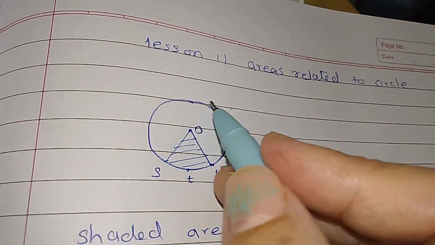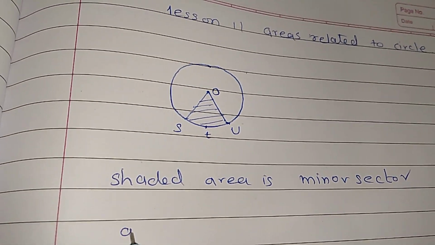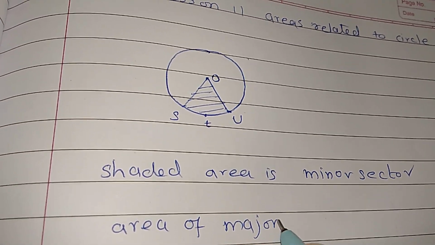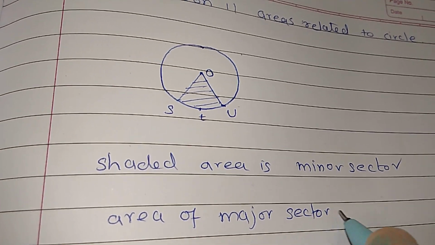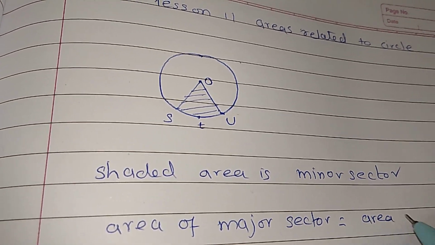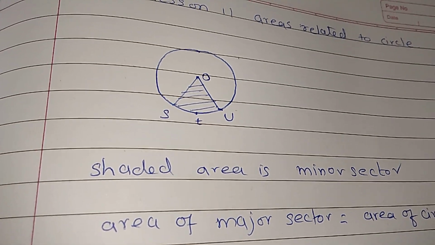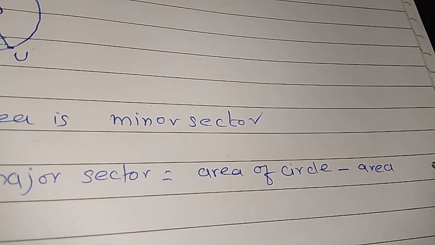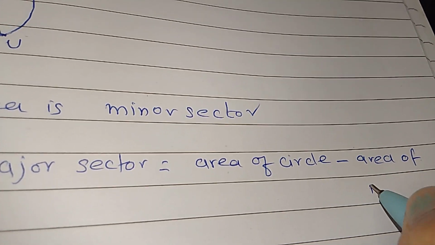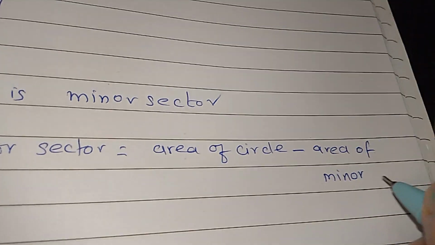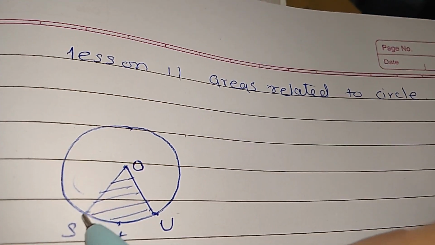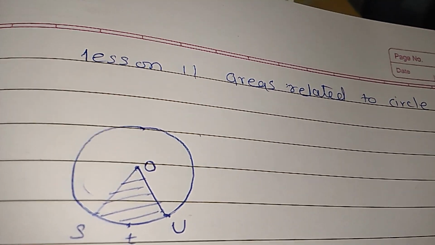The remaining area of the circle is known as the major sector. Area of major sector is equal to area of circle minus area of minor sector. So this total area, the major sector, is area of circle minus area of minor sector.